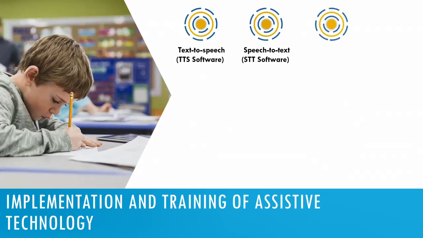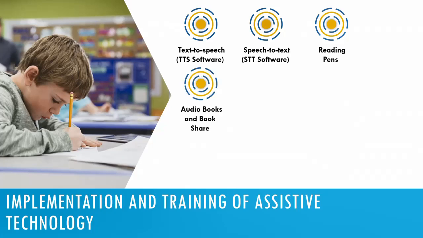Reading pens: portable scanning devices that can read text aloud from printed material. Beneficial for reading textbooks, worksheets, and other printed documents. Audiobooks and Bookshare: pre-recorded readings of books, which are useful for students who find traditional reading challenging. Bookshare is an online library that offers a vast range of digital books with TTS functionality.